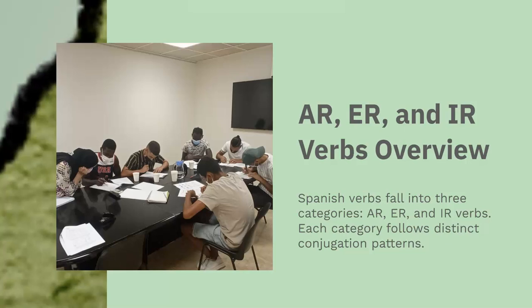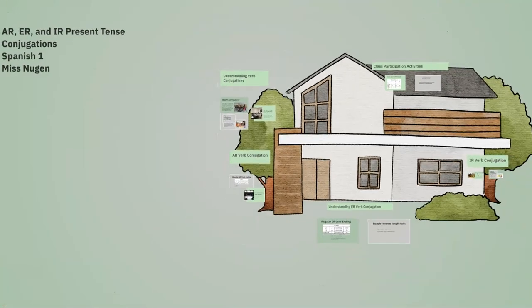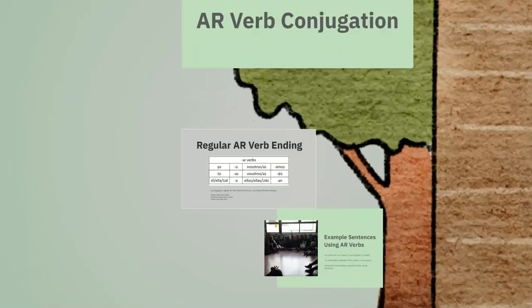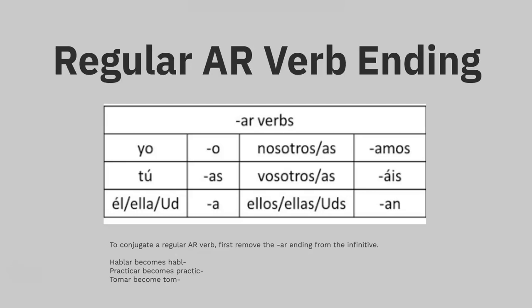So in Spanish, our verbs fall into 3 categories, meaning that every verb is going to end in an AR, an ER, or an IR. And each category follows distinct conjugation patterns. So the first verb type we're going to look at is our AR verb conjugations. We're going to look at regular AR verb endings.